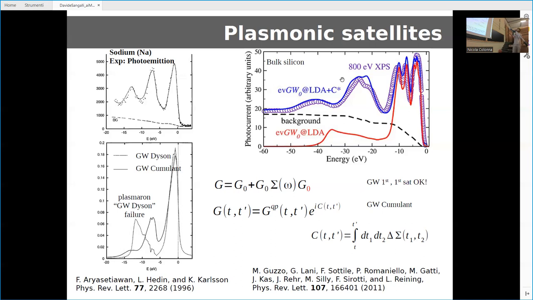So one remark is that if instead of using the full Dyson equation, we linearize the Dyson equation, this is able to give correctly the first satellite. And I mean, one of the reasons is that this is indeed just this cumulant expansion. You see, you have an exponential. Imagine this exponential is a sum over n, and you truncate to first order, and the two are the same.